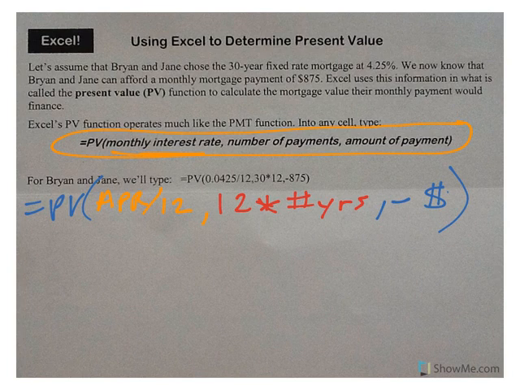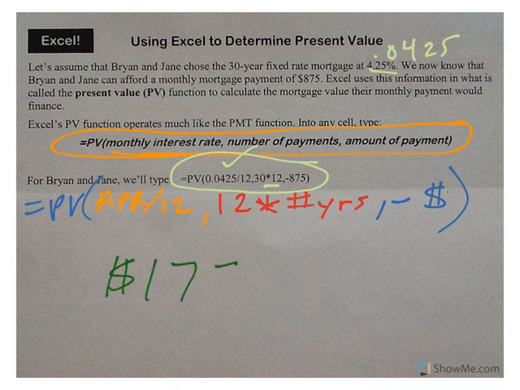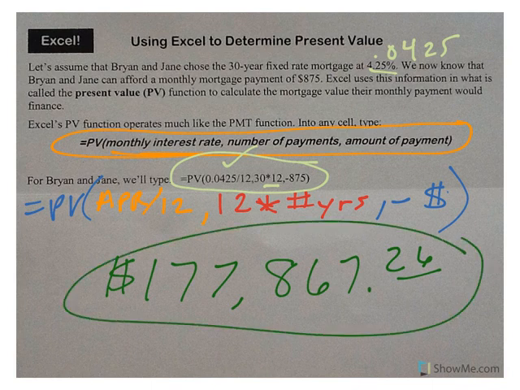So for Brian and Jane, this is what they would type in. 4.25% is 0.0425 divided by 12, as we mentioned. 12 months in a year, and they have a 30-year mortgage, so there's the 12 times 30. And their monthly payment is $875, which is why it's the negative $875 there at the end. If you type that into Excel, just like you see it right there, Excel is going to spit out at you $177,867.26. This is the top end of the house Brian and Jane can afford.